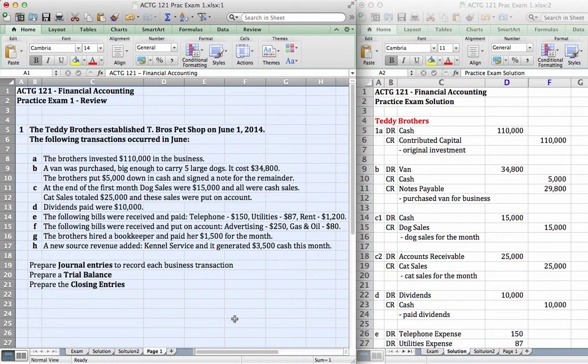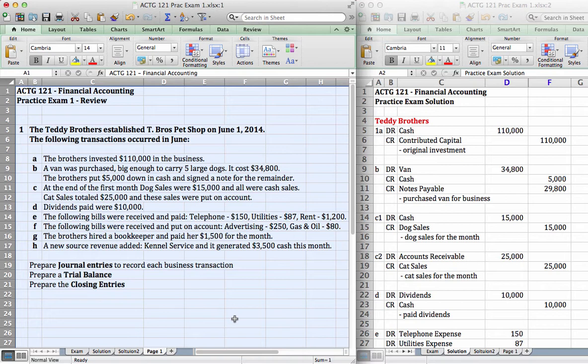The first one, brothers invested $110,000 in the business. Key on invested. That means we're going to be using contributed capital, and they contributed cash. So it's a debit to cash and a credit to contributed capital. B, the van is being purchased. As you can see on the right, the debit is to van, the credit is to cash in the amount of $5,000, and the second credit is to notes payable for the difference between the two.